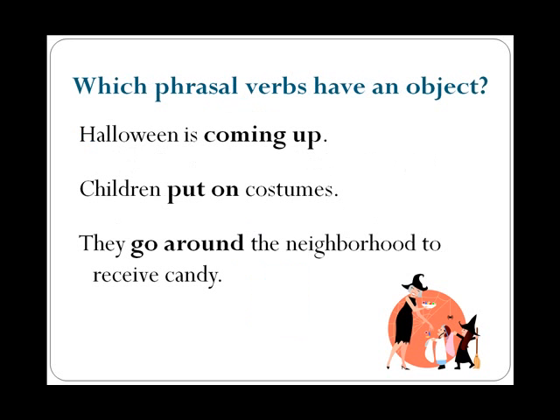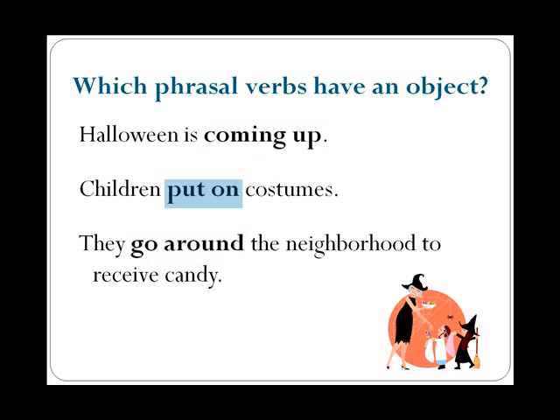Here are the 3 phrasal verbs I used. Which ones have an object? Put on and go around. Come up is intransitive. There is no object. If something is coming up, it's happening soon. We use this in the present progressive.